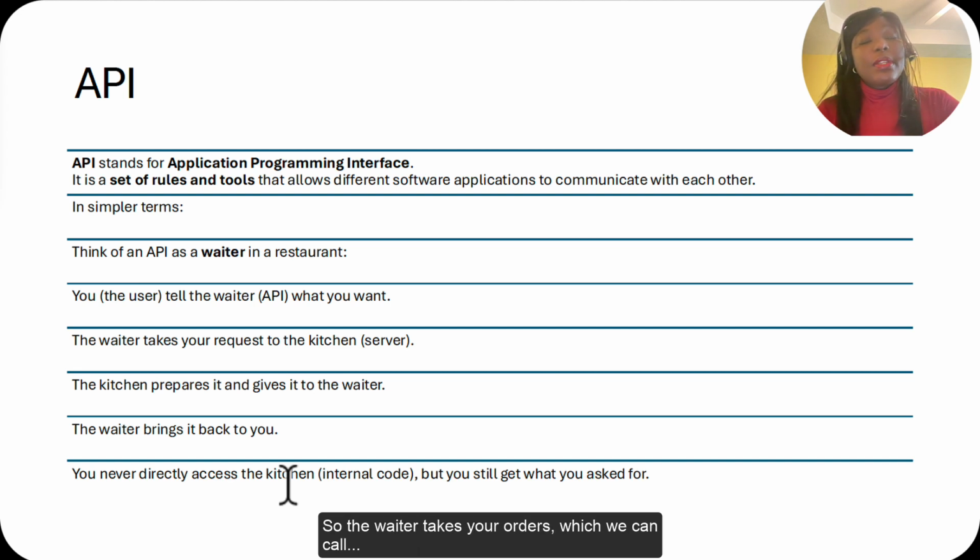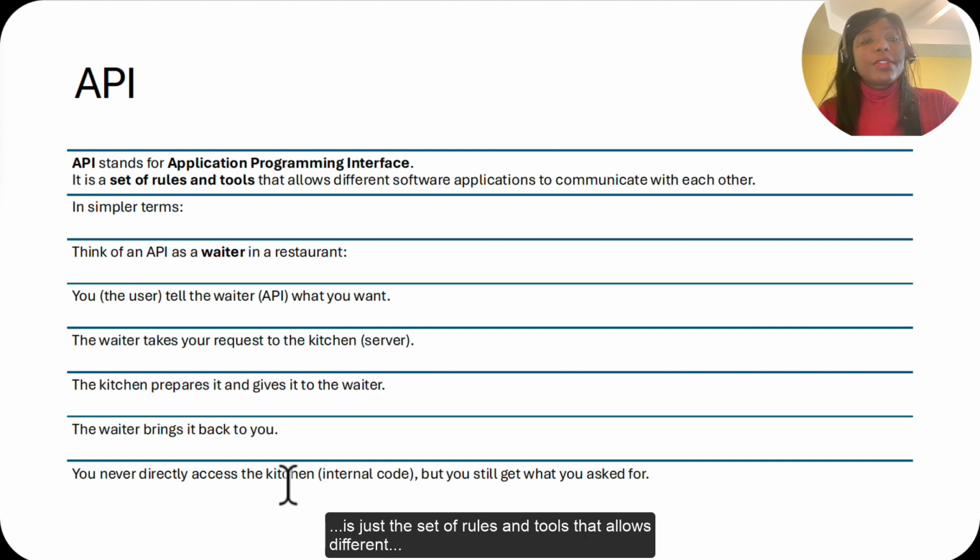So the waiter takes your order, which we can call a request, and takes this request to the kitchen. Now, the kitchen is the server in this case. Now, the kitchen prepares what you ordered and gives it back to the waiter. Remember, the waiter is the API, you are the user, the kitchen is the server. Alright, so when the kitchen prepares this, it gives it to that waiter, and the waiter takes it and brings it back to you. So in other words, the API collects information or your question or your request, takes it to the server that holds that information, collects the response and brings it back to you.